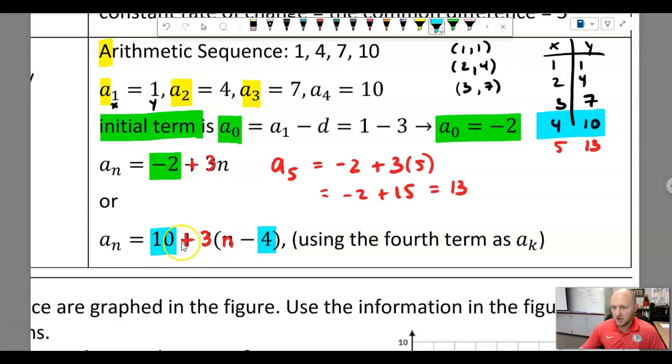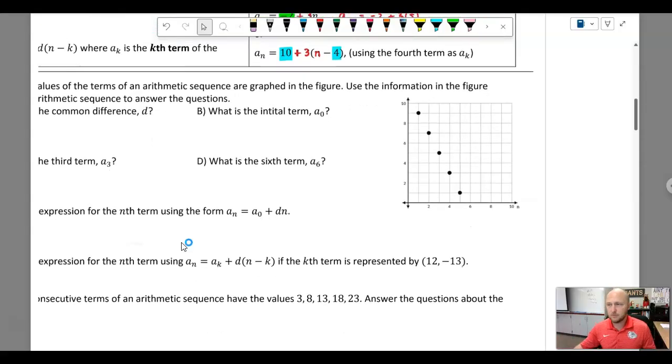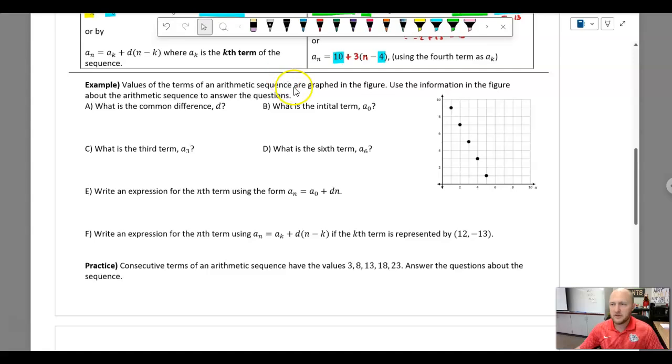Okay, so let's go ahead. Without further ado, let's look at an example. Here's an example. Okay, values of the terms of an arithmetic sequence are graphed in the figure. Use the information in the figure about the arithmetic sequence to answer these questions. And I'm going to kind of bounce around, in a different direction than it's listed from the A, B, C, D. So they say here, what is the common difference?